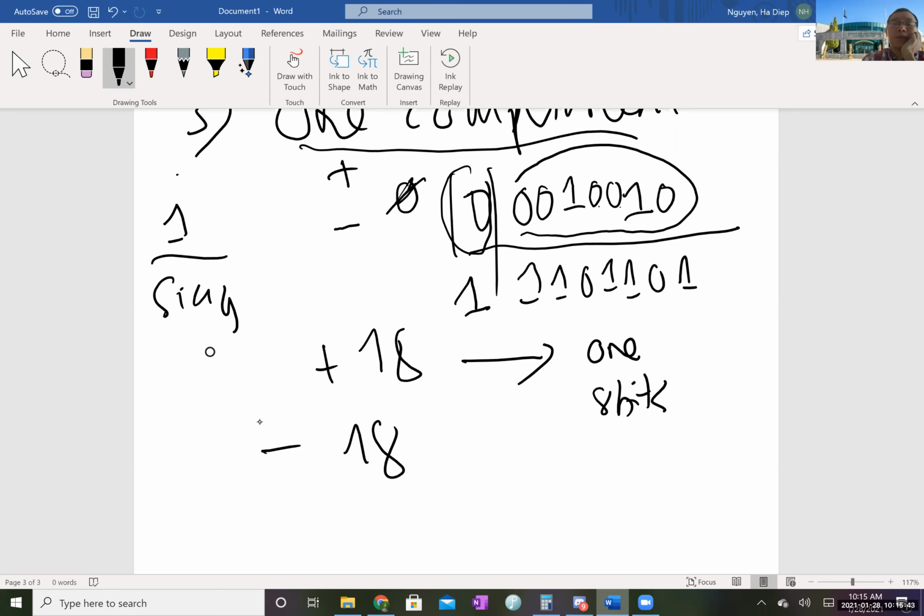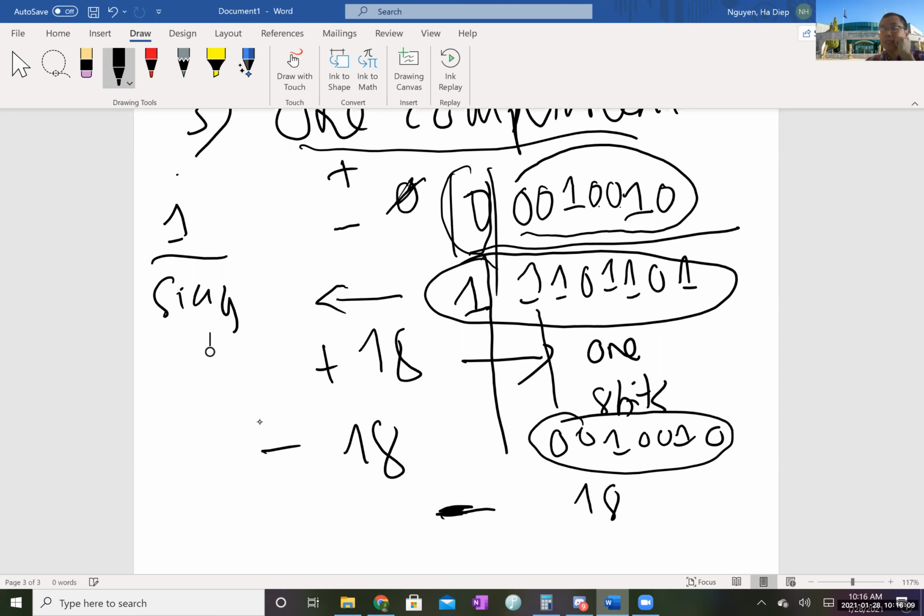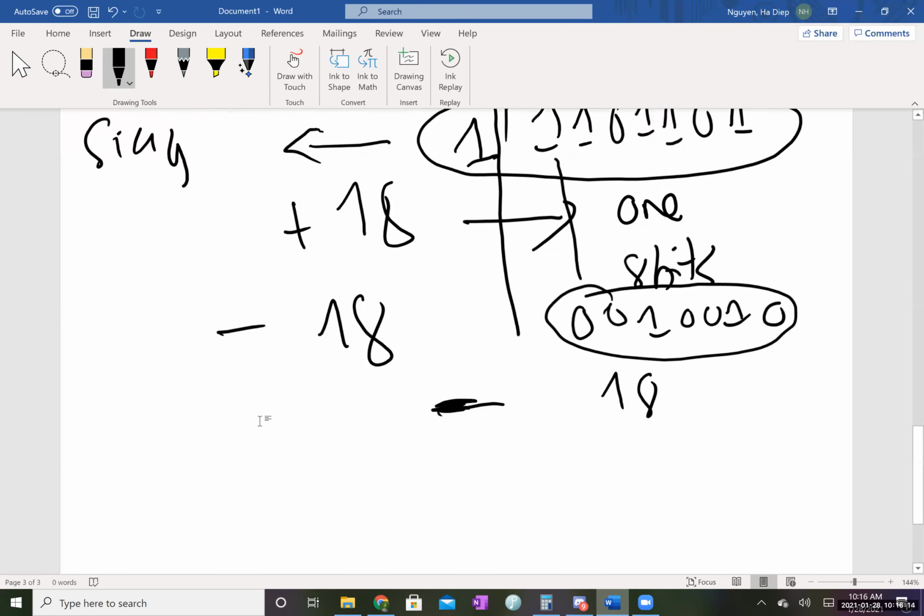Right? And if you want to convert this back to decimal, you can see this one is negative here. Again, if it's negative, you have to reverse everything back. You have 0, 0, 1, 0, 0, 1, 0, and after that you convert it back to decimal, and you have 18 here. So this one is negative 18. You got it? Yep.